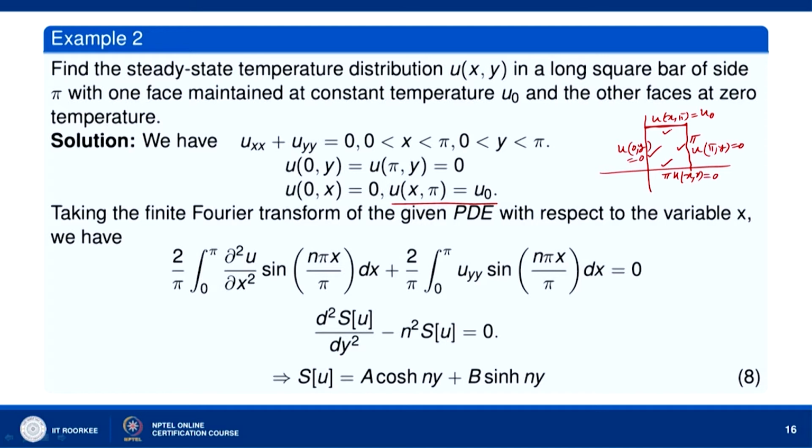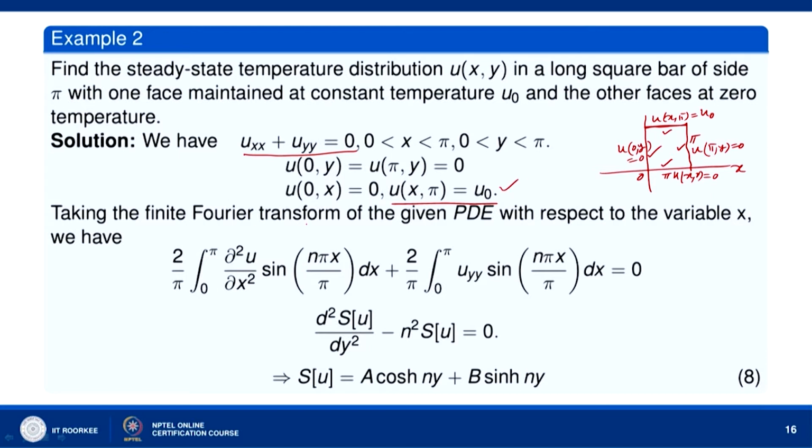So, one face maintained at temperature u naught, other faces are taken at temperature 0. So, in the steady state in 2 dimensions, we have this Laplace equation. So, u_xx plus u_yy equal to 0, x varies from 0 to pi, y varies from 0 to pi. When x is 0, that means this y axis. So, u(0, y) equal to 0, when x is pi, this face parallel to y axis, this is 0, and then u(x, 0), that is the segment on the x axis, u(x, 0) equal to 0, and then this face is taken at temperature u naught.